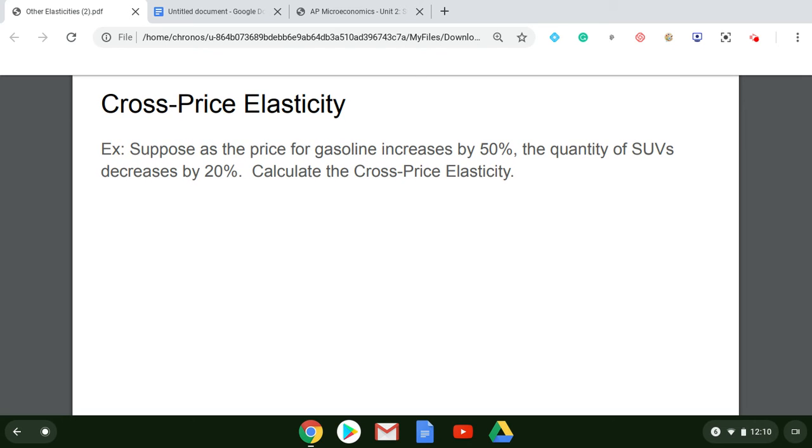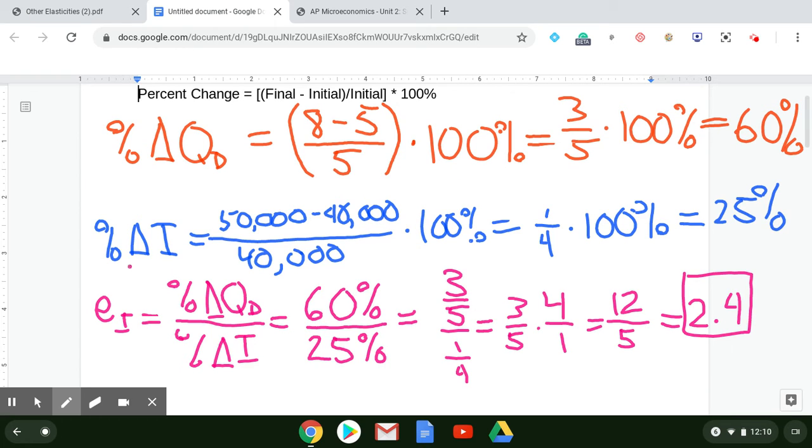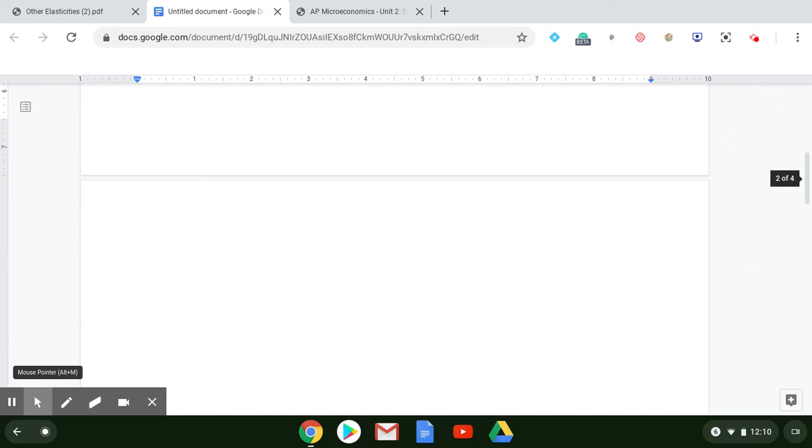So it says, suppose the price for gasoline increases by 50%. The quantity of SUVs decreases by 20%. Calculate the cross price elasticity. All right, so come on down here to a new page. Now notice I don't have to calculate the percent change in this case.